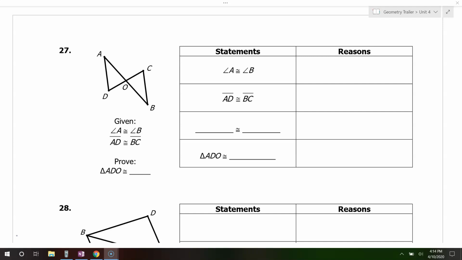We are given a couple of things. So the first thing you do is mark those things on the diagram. So angle A is congruent to angle B. All right, so we'll put a little swoop on angle A and B. And the reason, of course, is given. Similarly, we are given that segment AD is congruent to segment BC. Given.